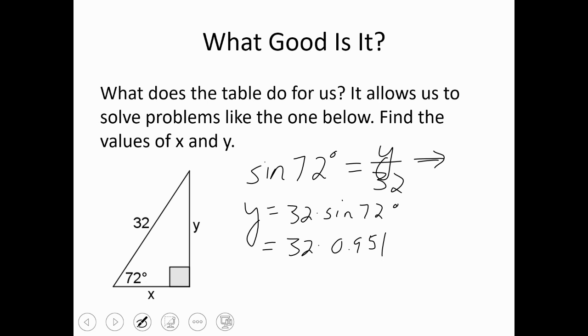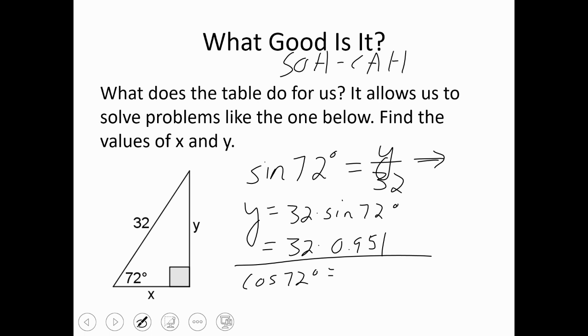All right, so let's say that we wanted to get x. Well, what would we do? Well, let's try cosine. Oh, let me remind you, sine is opposite over hypotenuse. Cosine is adjacent over hypotenuse. That's the SOH and the CAH.